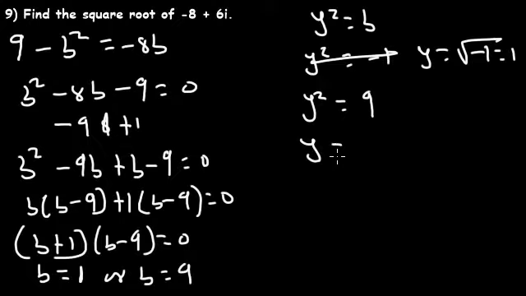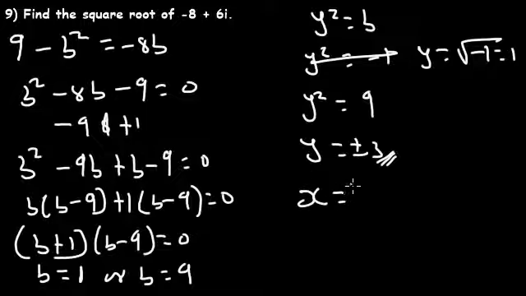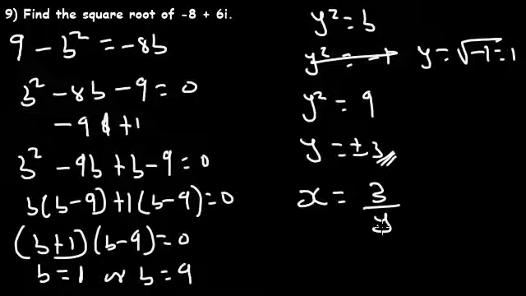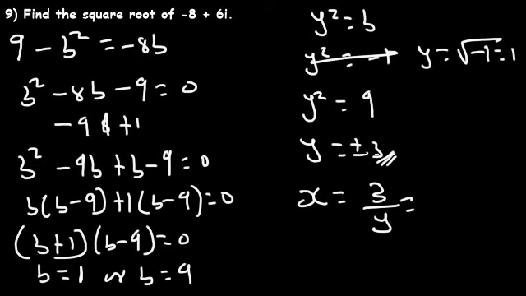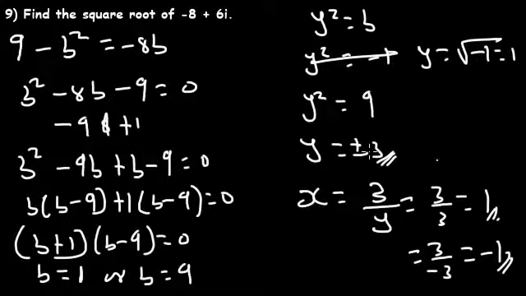Pay attention to this one. Take the root of both sides, y will be plus or minus 3. And using these two values, we can get the value of x. Well, can I remember the third equation? Earlier we said equation 3 is such that x is equal to, I think, 3 over y. Did I get that right? Yeah. So when y is positive 3, we have 3 over 3, that gives us 1. And when y is negative 3, we have 3 over minus 3, gives us minus 1. So these are the corresponding values of x.